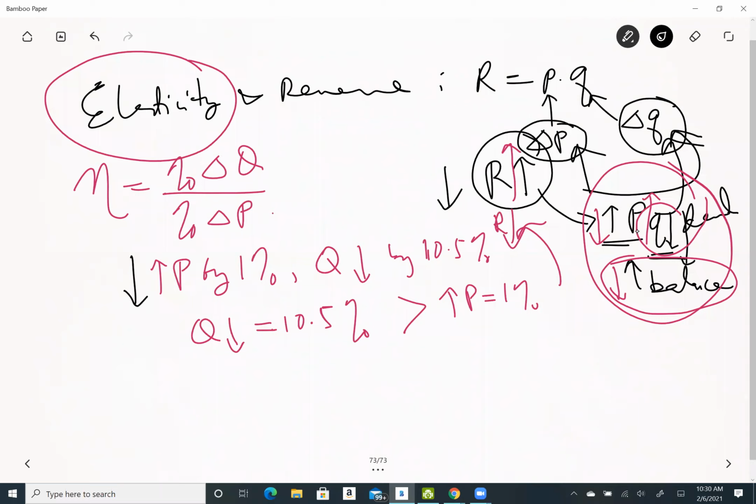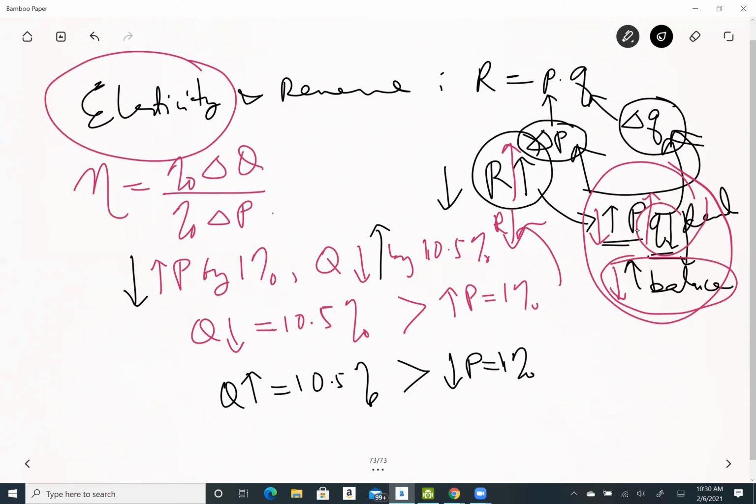If I reduce the price of petrol by 1%, what about the demand? The demand will increase, by 10%. So here you see the quantity increase, which is equal to 10.5%, is larger than the reduction in the price, which is 1%.